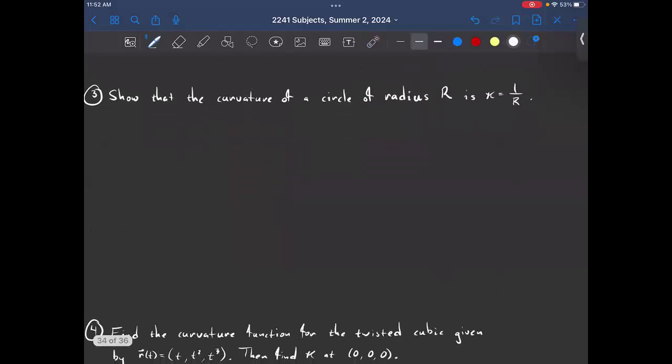Right. Now we're going to compute some curvature. So show that the curvature of a circle of radius r is the inverse of the radius. All right, so how do I do this? Well, first off, I need some equations for a circle. So I know a circle is given by x squared plus y squared equals capital R squared.